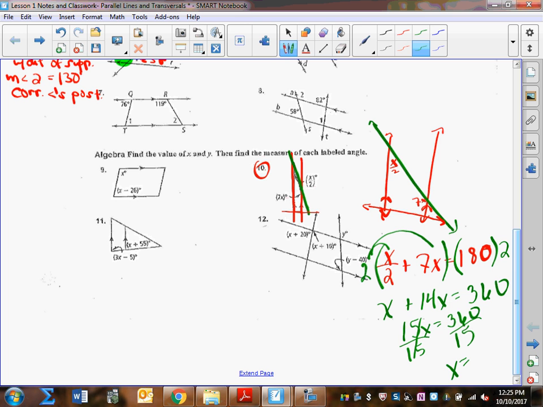We know 15 has 3 and 5 as factors. Is 360 divisible by 5? Is 360 divisible by 10? Yes. So if it's divisible by 10, it must be divisible by 5, because 5 is a factor of 10. Is 360 divisible by 3? Yeah. So you can go either way, whichever one you feel more comfortable with. I'm going to go ahead and use 5.